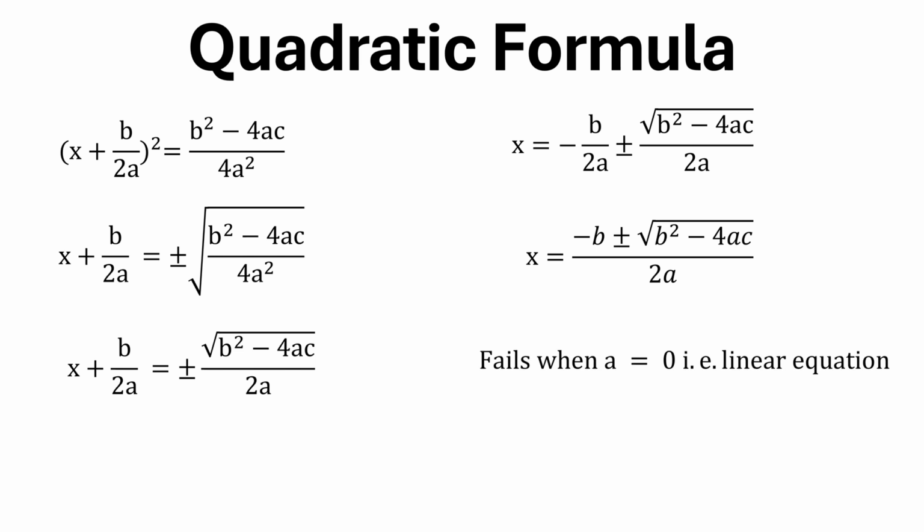This formula fails when a equals 0. That is when we have a linear equation. This is because there is an a in the denominator, which causes division by 0. This is important if you have a model where a is varying.